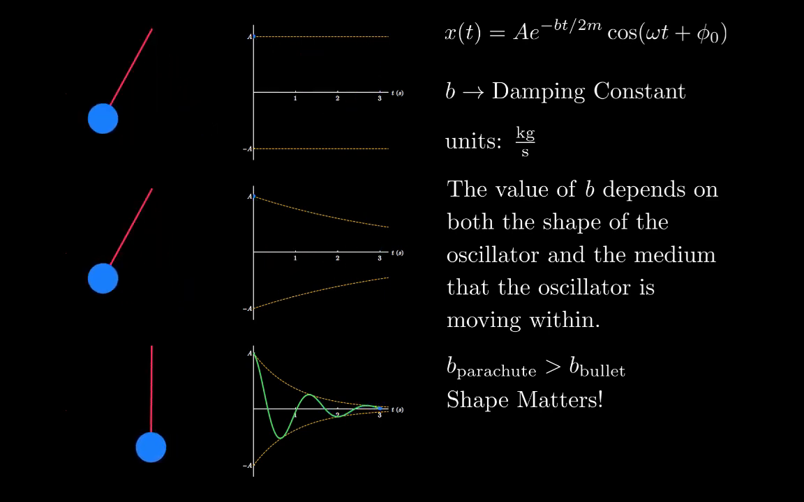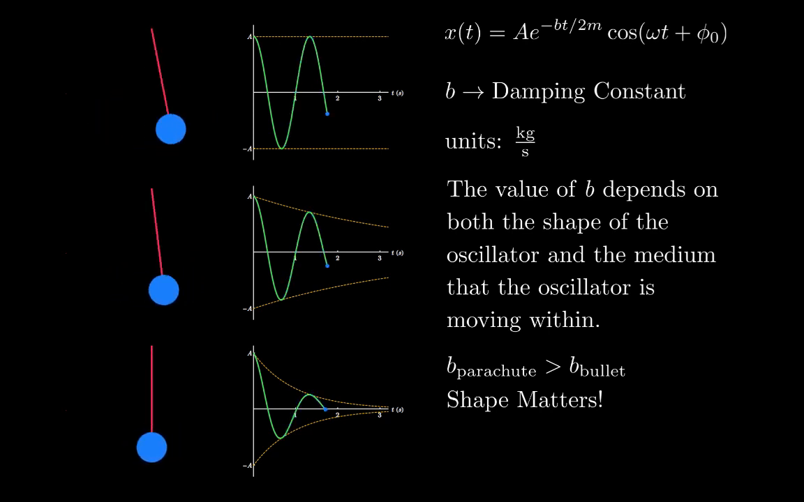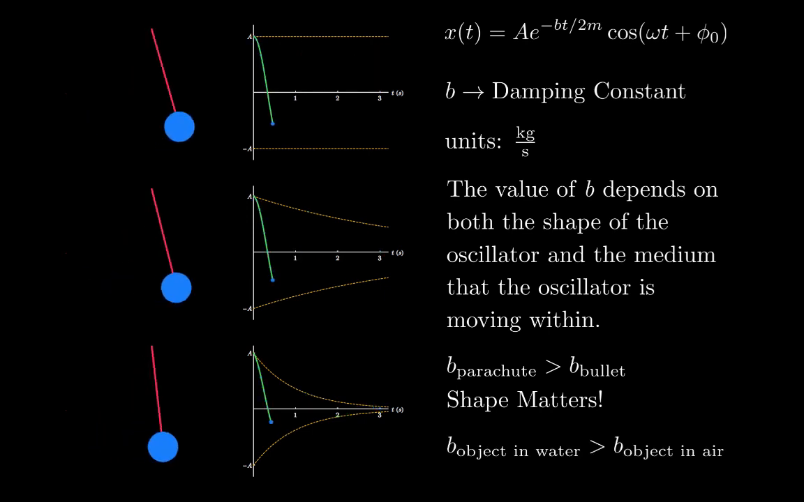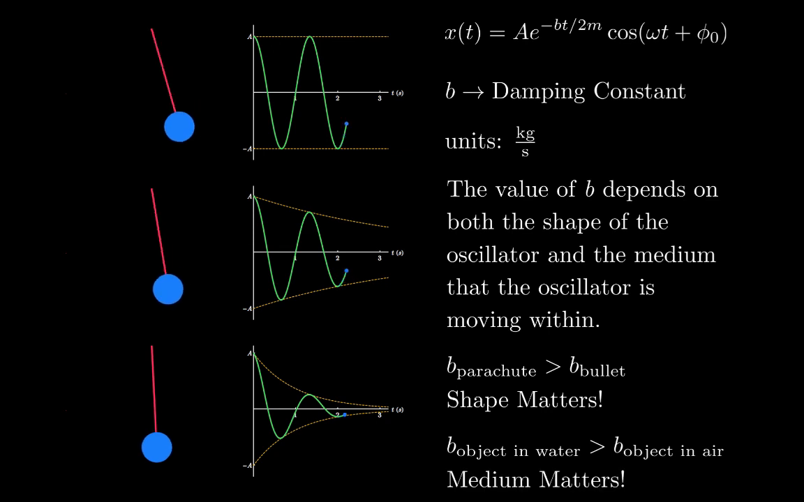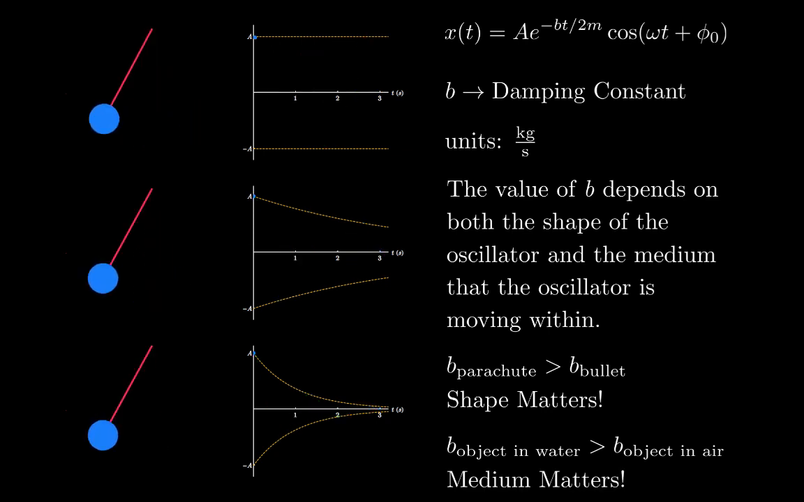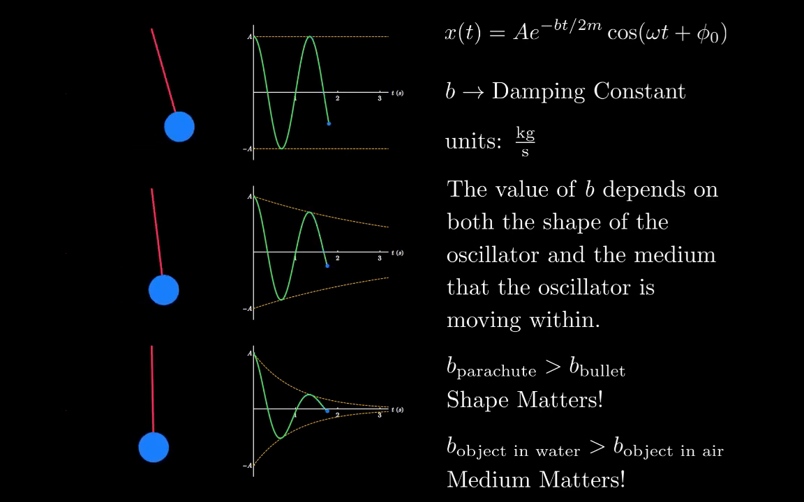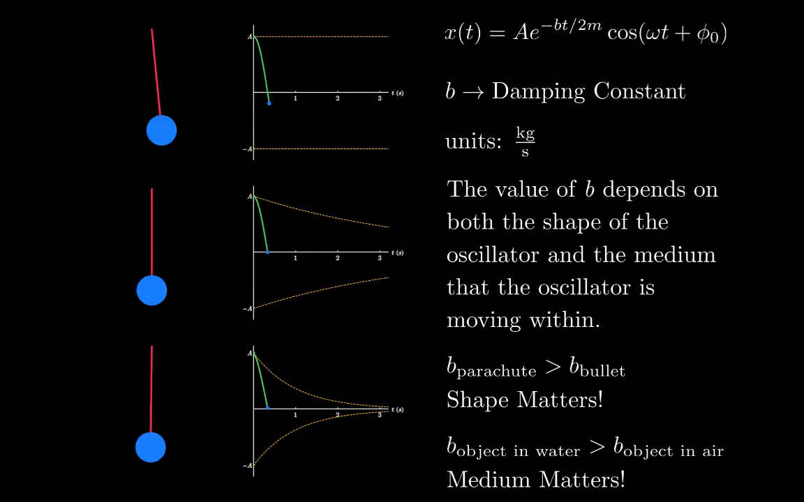So if we were to take these pendula here and have them oscillate in water, they're going to be damped more quickly than the same pendulum in air. So we have that b for an object in water is bigger than b for an object in air. In other words, the medium matters. Now these are just kind of extreme examples, and b for one particular oscillator and its medium can be measured specifically for the system at hand.